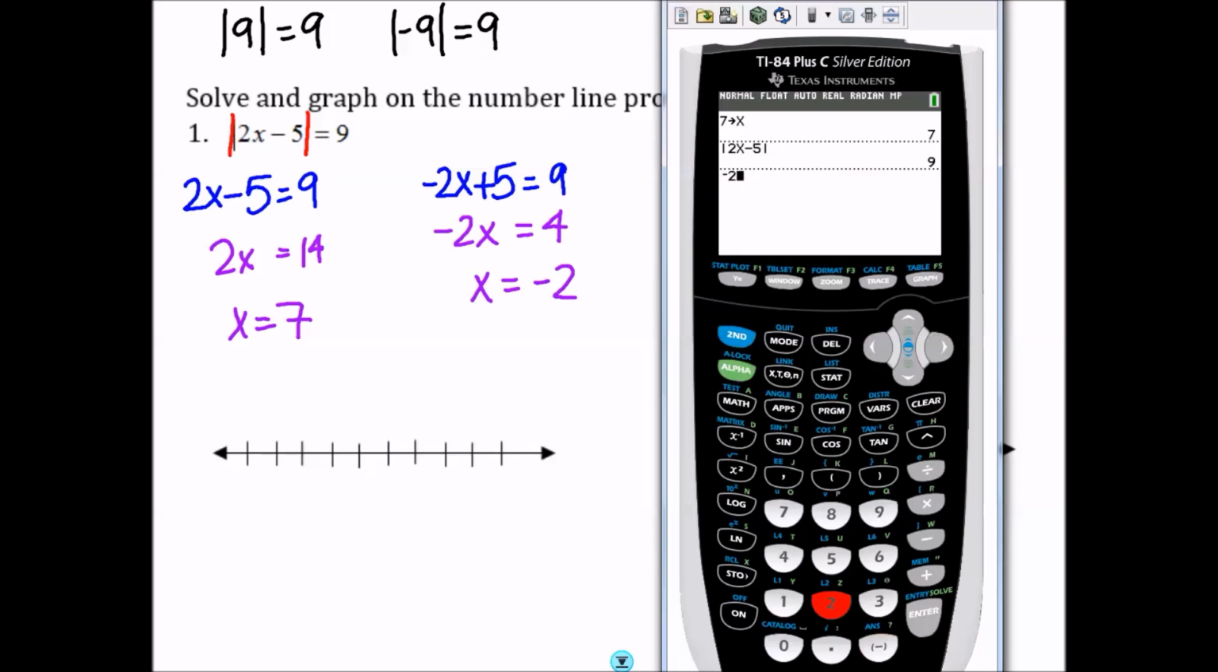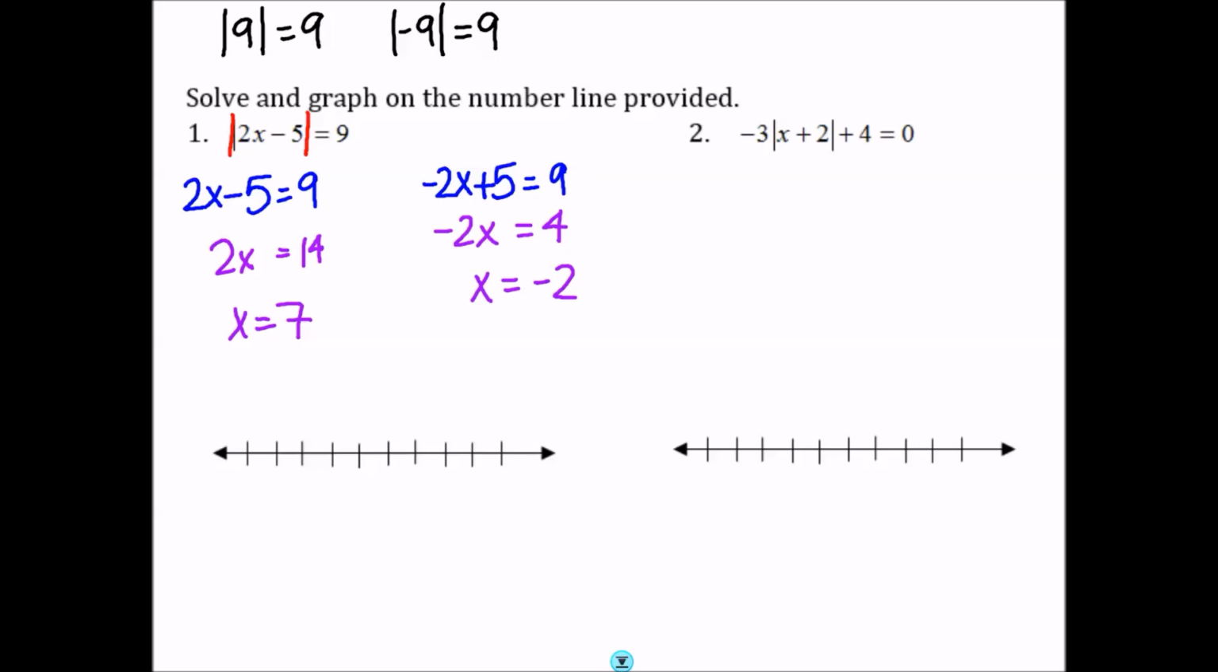So if I say negative 2, store for x, and then you can either type the equation in again, or you can scroll up to the equation, hit enter, and then enter again. And it tells you that the answer is 9, which means both of these check. So those are both our solutions.